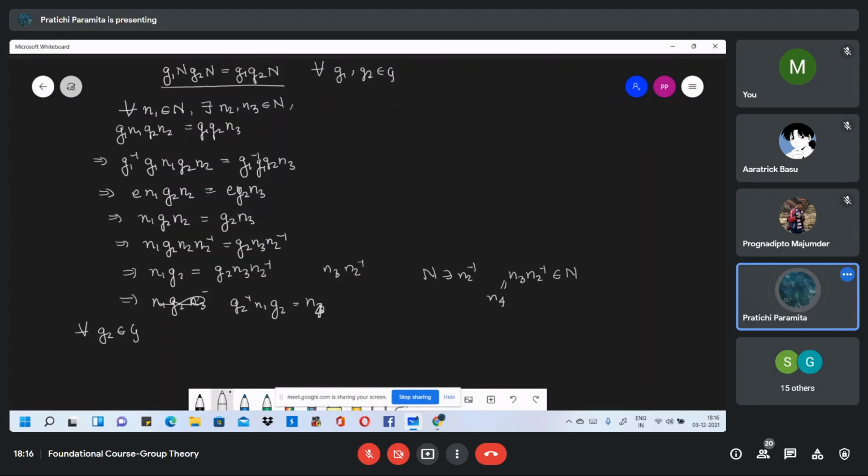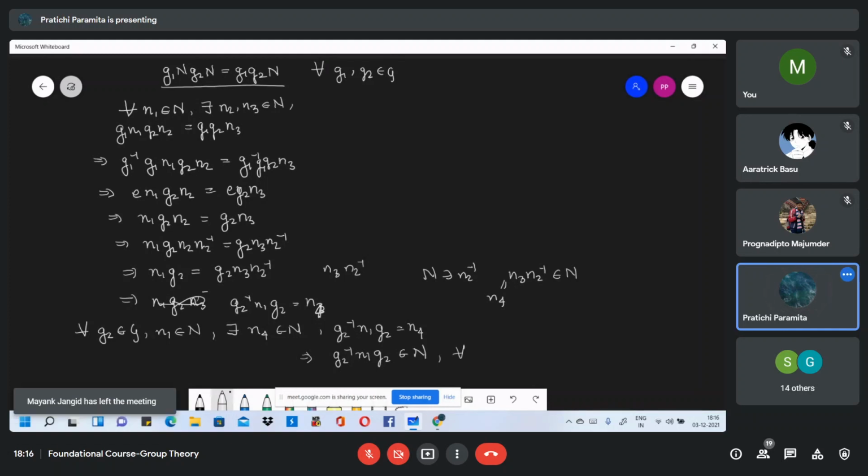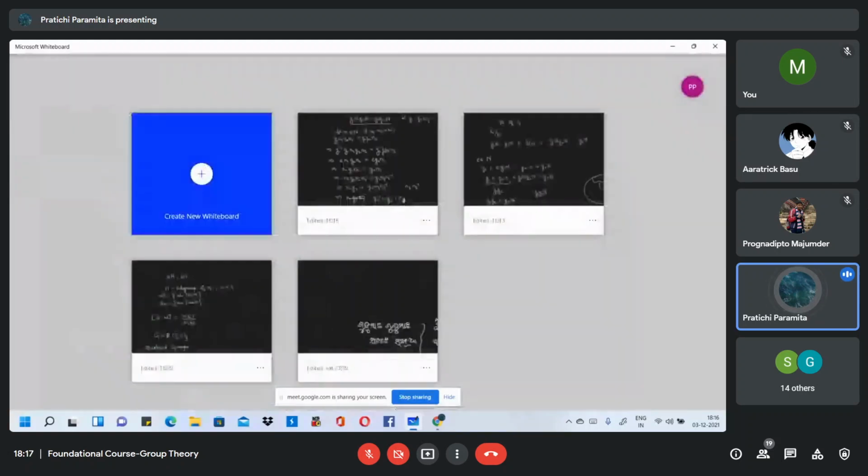So I'll say that for all g2 in G and n1 in N, there exists some n4 in N such that g2 inverse n1 g2 is equal to n4. That simply means that g2 inverse n1 g2 belongs to capital N for all g2 in G and for all n1 in N. This is my condition for closure, and this is when we are going to define something called a normal subgroup.